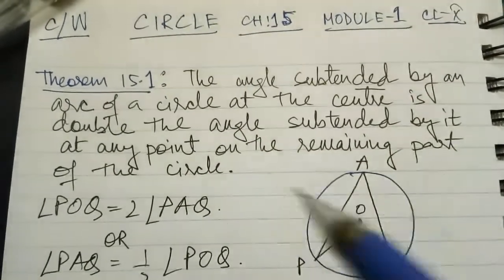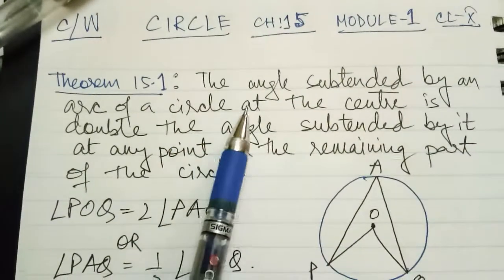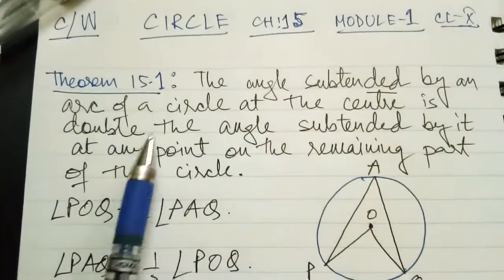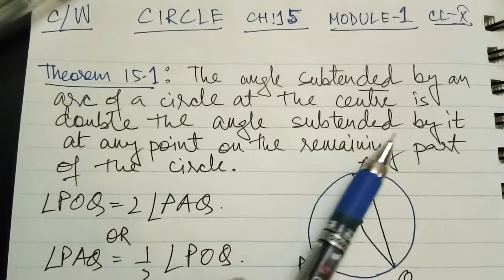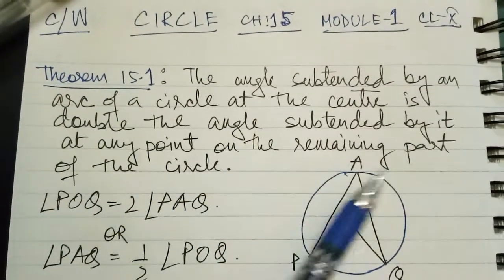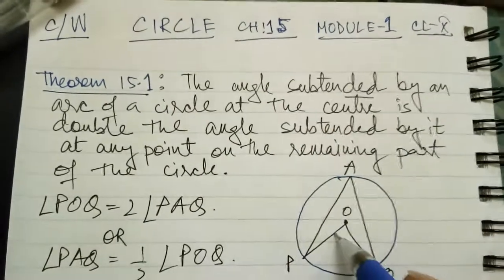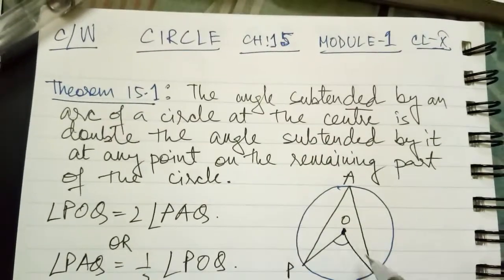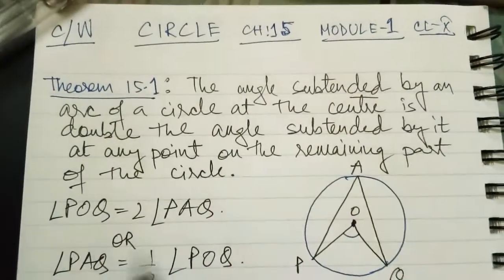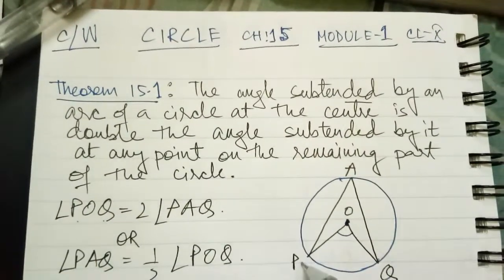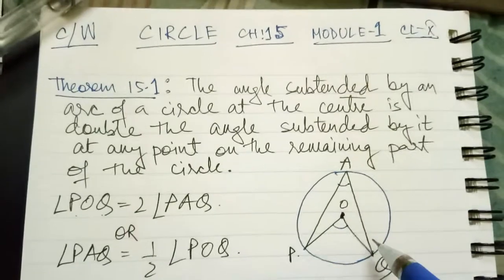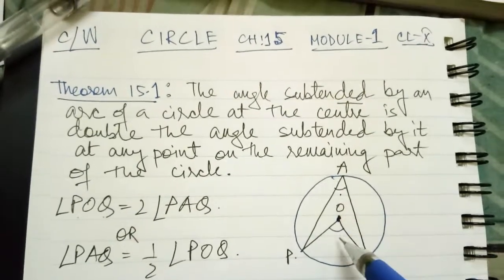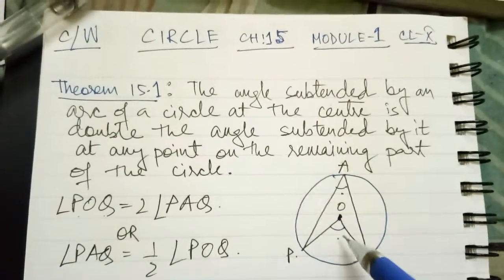Okay. First theorem, what is given? 15.1. The angle subtended by an arc of a circle at the center is double the angle subtended by it at any point on the remaining part of the circle. Subtended means what? Central angle means this angle subtended. That means if it is POQ, I can say POQ equals double this angle PAQ. Means if it is 30, it will be 60. If it is 60, it will be 120.